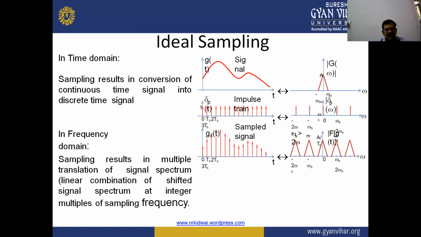In the frequency domain, sampling results in multiple translations of the signal spectrum, a linear combination of shifted signal spectra at integer multiples of the sampling frequency. So there are two kinds of sampling, time domain and frequency domain, and these are representations in the form of waveforms showing the conversion of a waveform from one form to another, discrete form or frequency domain form.